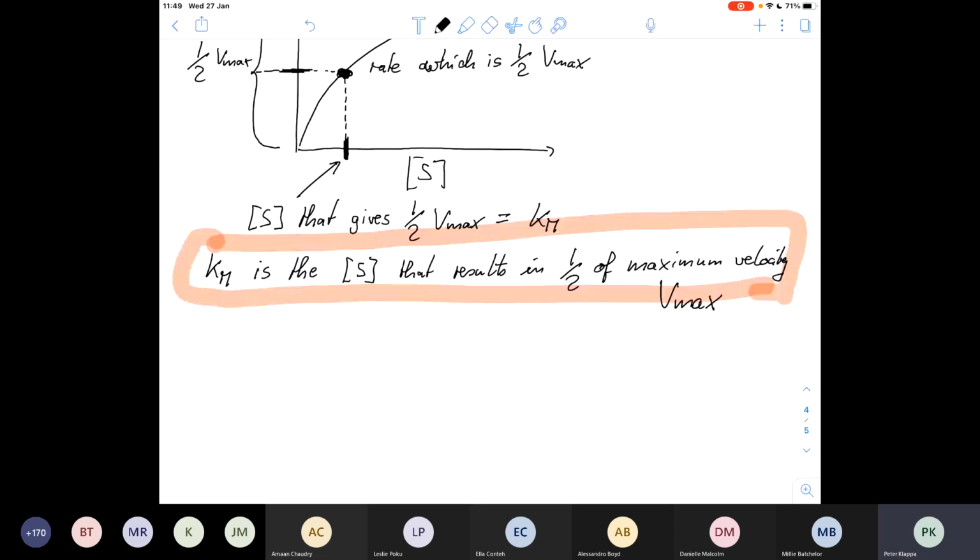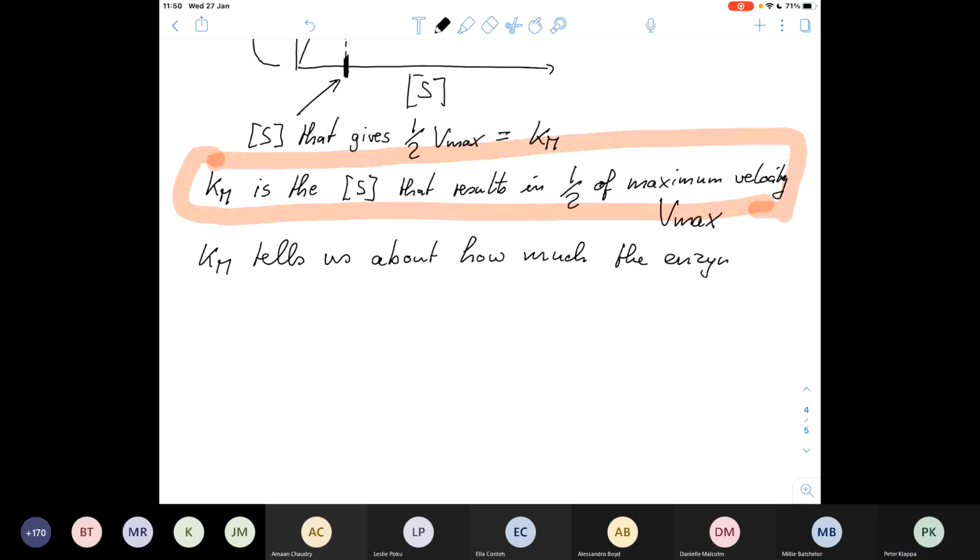Now, what does this Km actually tell us? Km tells us about how much the enzyme likes the substrate. And that's a very important concept, and I've sort of made it easier to think about it.